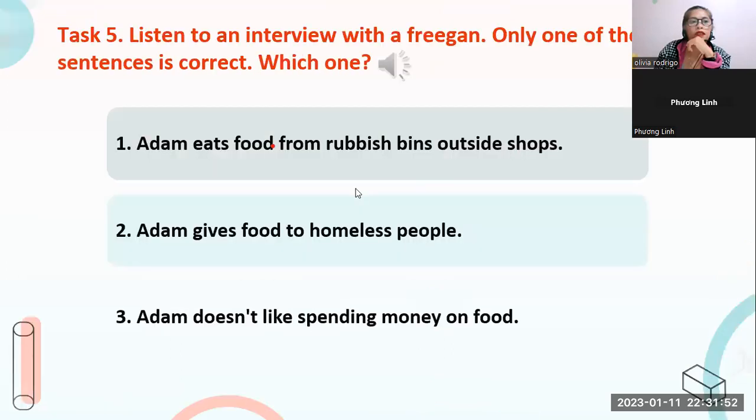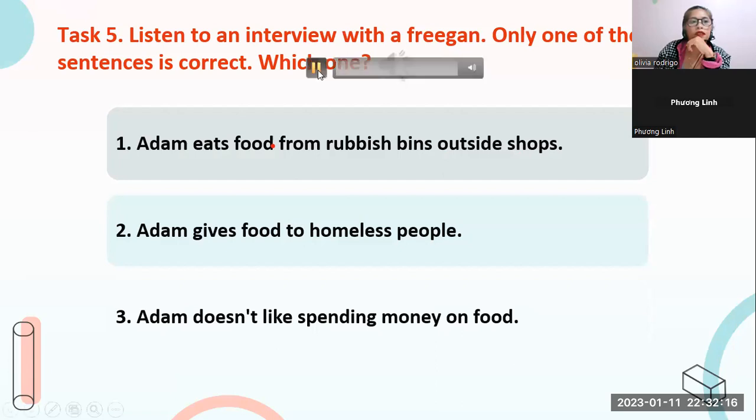Okay, let's move in. Now, you listen, Lihn, to an interview with the freegan. Oh, you know who is a freegan. Only one of these sentences is correct. Which do you think is correct? Okay, we have three sentences. But as teacher Anne said, only one of these sentences is correct.